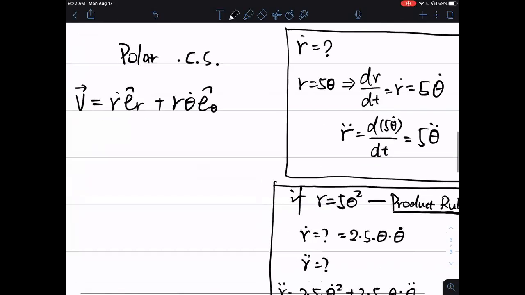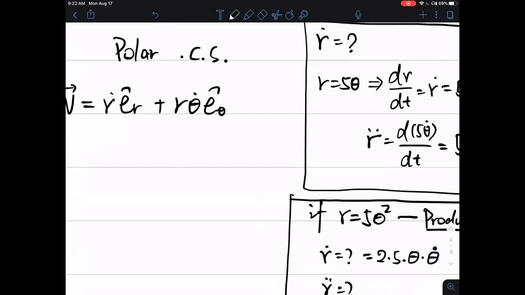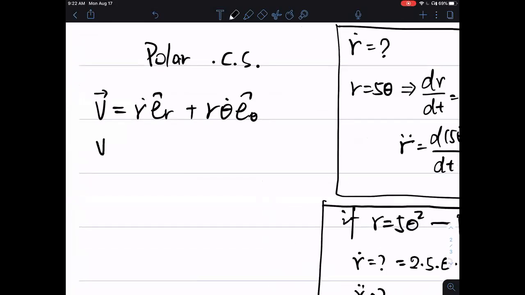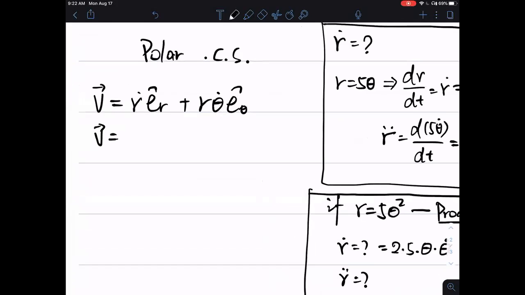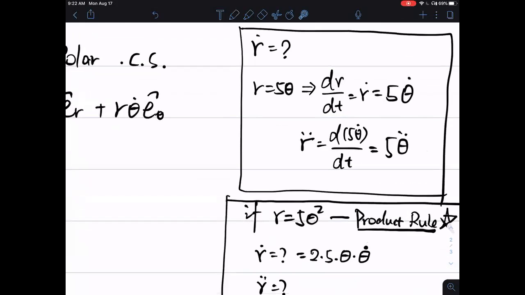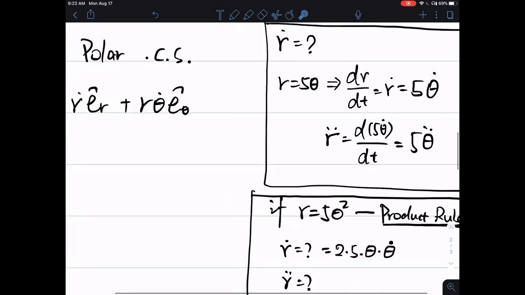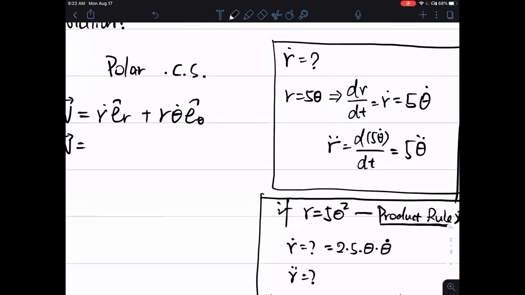All right, now let's keep moving. Let's come back to this example. We want to find the velocity. We know all the components inside of this equation. R dot is right here, 5 theta dot. So we can write that down. Okay, we're good. So 5 theta dot e_r plus 5 theta times theta dot e_theta.